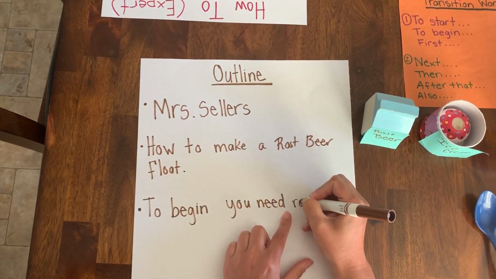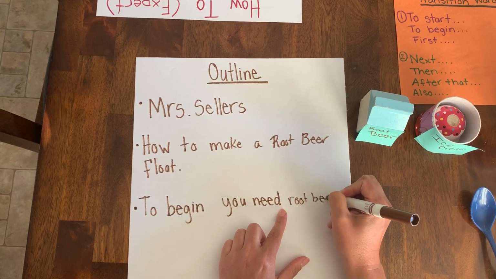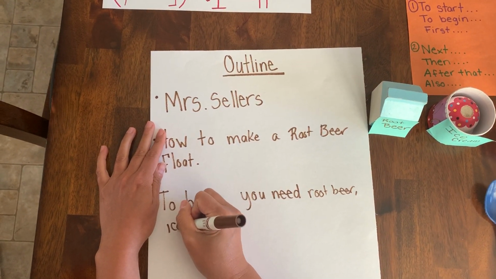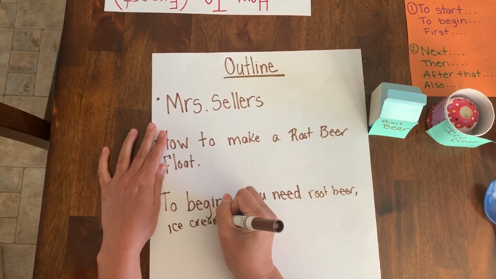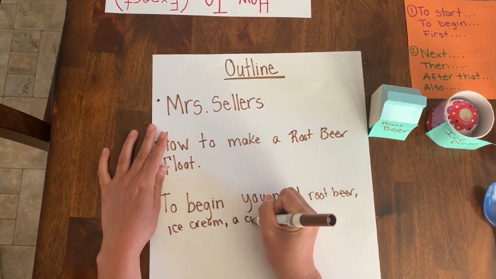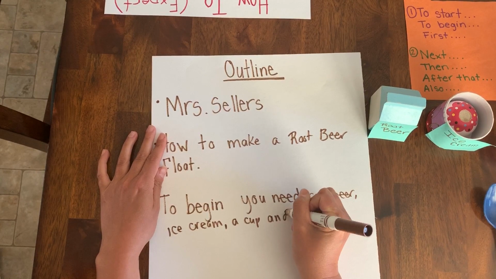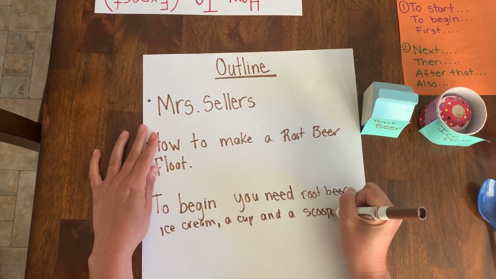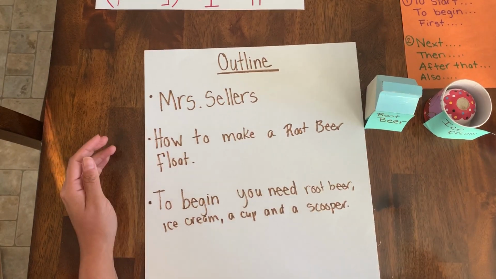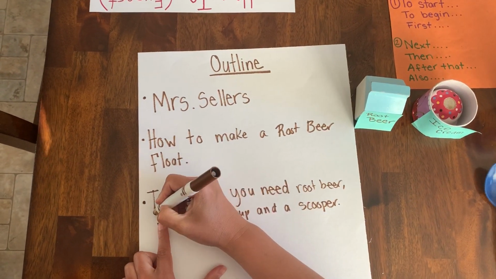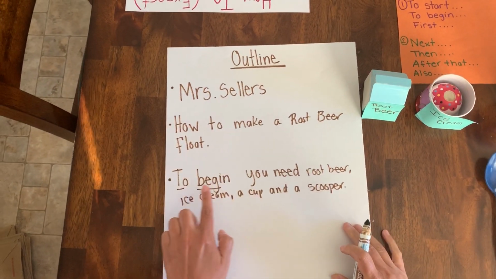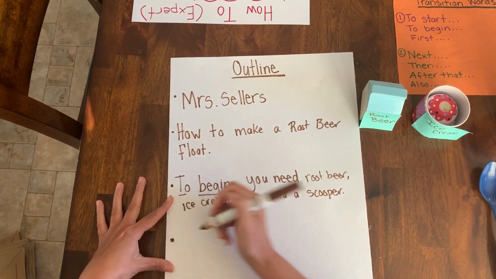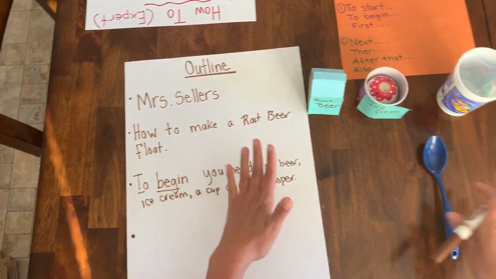You need root beer, comma, because I'm listing materials, ice cream, a cup, and a scooper. And a scooper is my ice cream scooper, okay? So I like it because, again, I gave you my transition word, to begin. That was the first thing we're gonna do. I now need to walk you through the next thing. I have all my materials out.